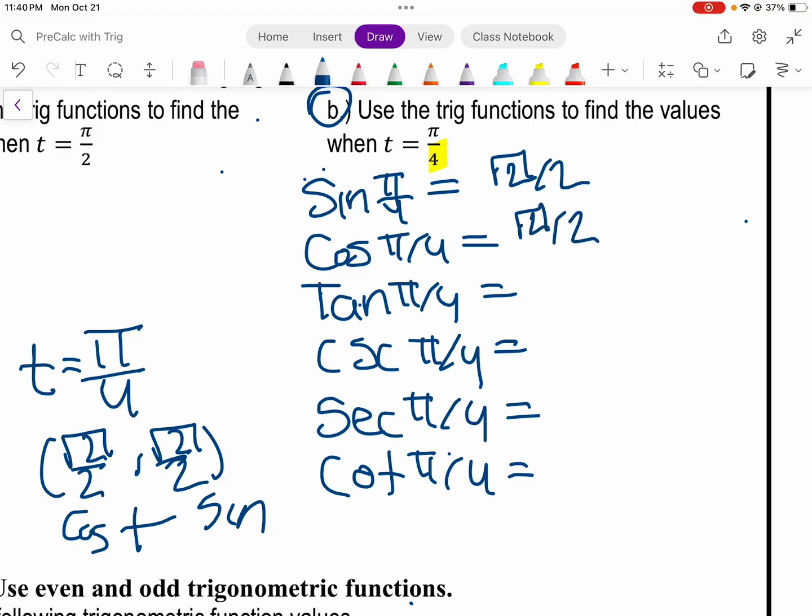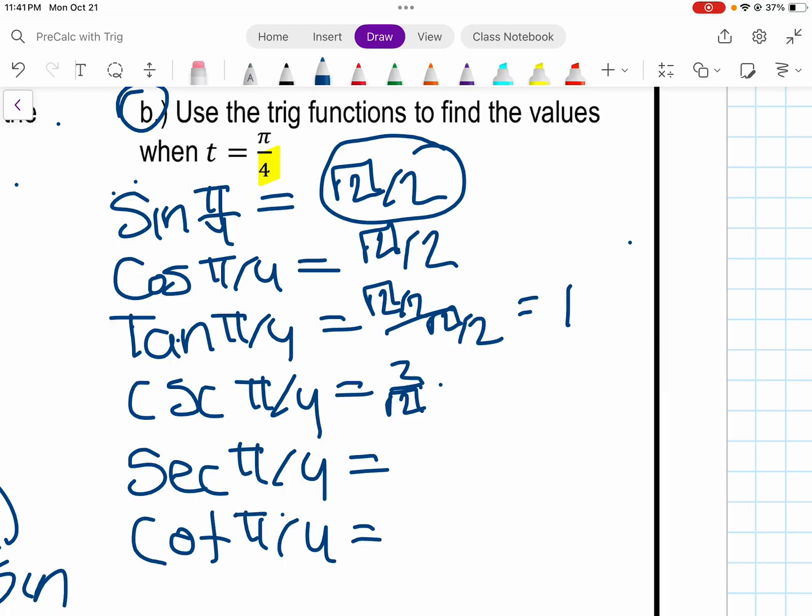Tangent is equal to sine over cosine, so that's going to be radical 2 over 2 divided by radical 2 over 2, and we get the same thing divided by the same thing, so that's just 1. Now cosecant, that's going to be the reciprocal of sine, so that's going to be 2 divided by radical 2. But obviously you need to rationalize it, so I'm going to multiply top and bottom by radical 2. So that leaves me with 2 radical 2 divided by 2, remember those cancel out. So I'm left with radical 2.